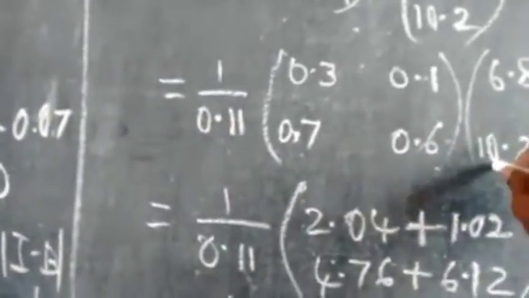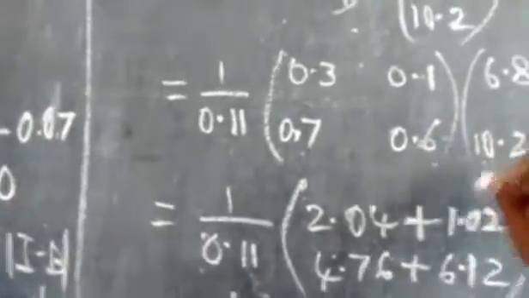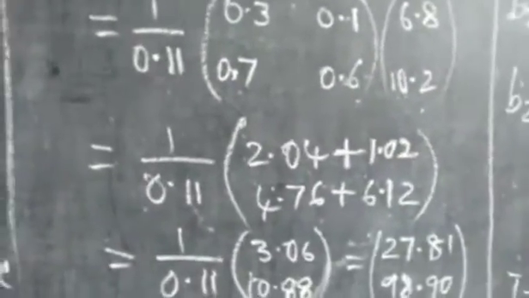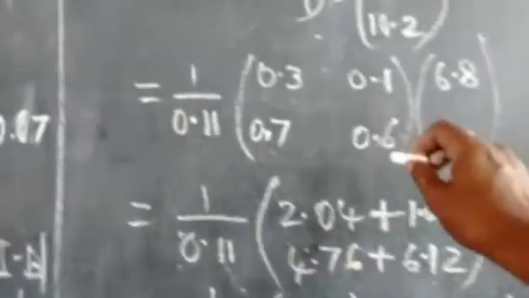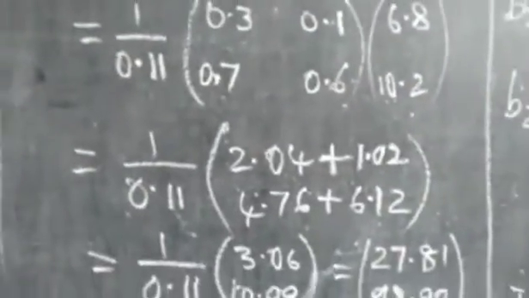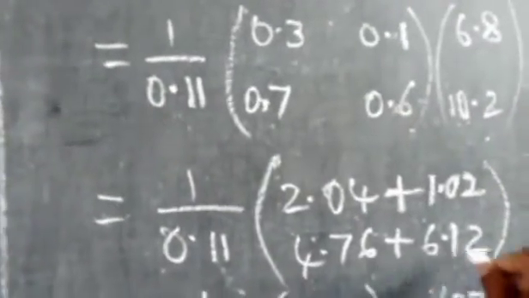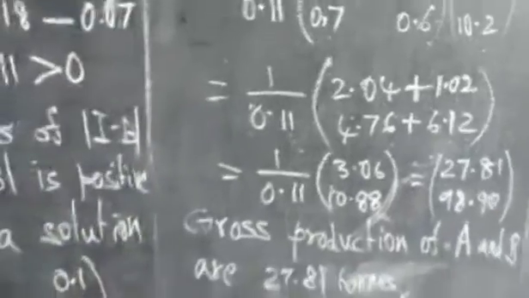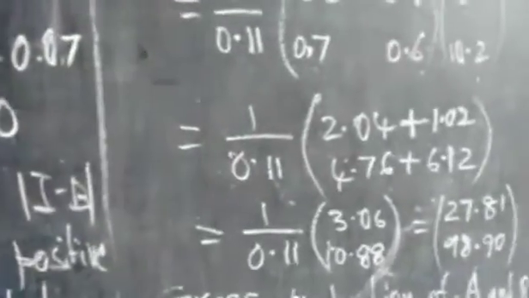6 into 0 is 0. 0 plus 1 is 1. 6 ones are 6. But anyway, where do you want to put the decimal point? Here one decimal point, here also one decimal point, then only we will put 2 decimal places, 6.12. Is it okay? Now what do you think about the next result?